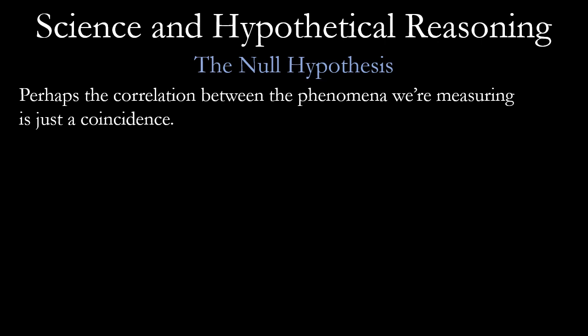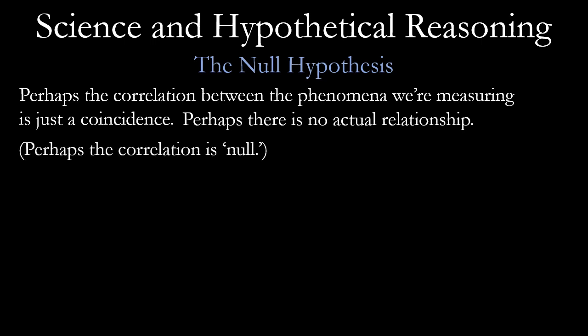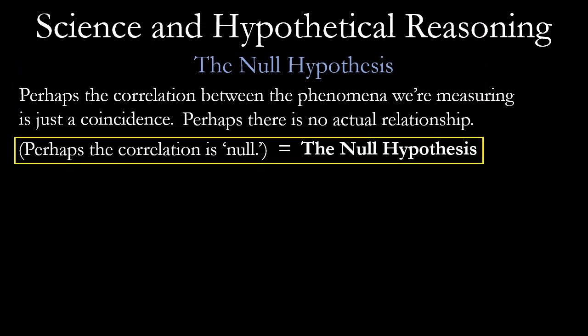Maybe there's not really anything. It just so happened that at that point when we were taking measurements, we happened upon some sort of coincidental relationship between them, but maybe it's really the illusion of a relationship. Perhaps there's no actual relationship between the two things that we are measuring or comparing. Right? In other words, perhaps the correlation between them is null, right? Perhaps there's no real correlation. This is the null hypothesis.